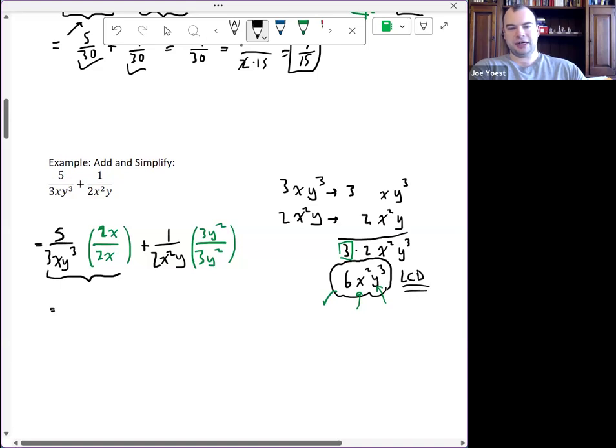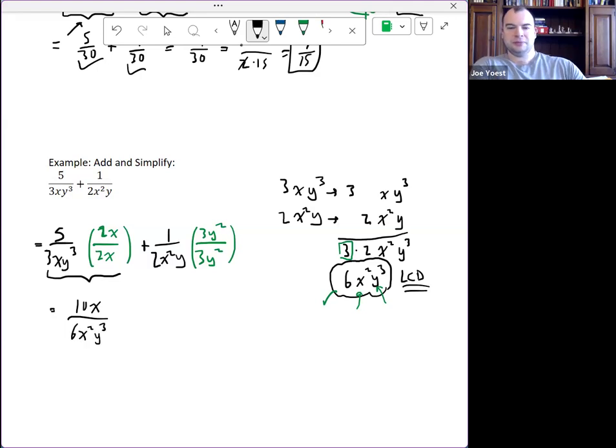So in the numerator, I have 5 times 2x, that is 10x, over 6x squared y cubed. And to that, I'm going to add the second product. 1 times 3y squared is 3y squared, over 2 times 3 is 6, x squared y cubed. And I do see that indeed I have the same denominator now. I have pizzas that are now sliced into slices of size 6x squared y cubed.